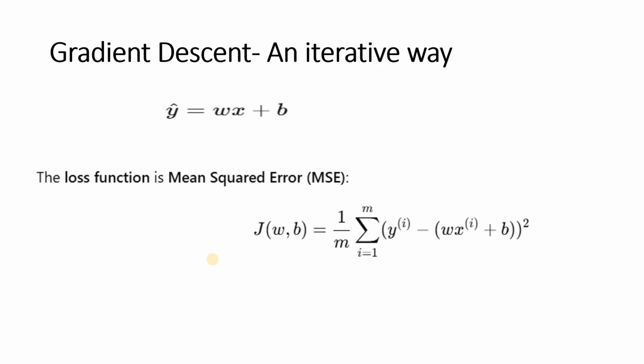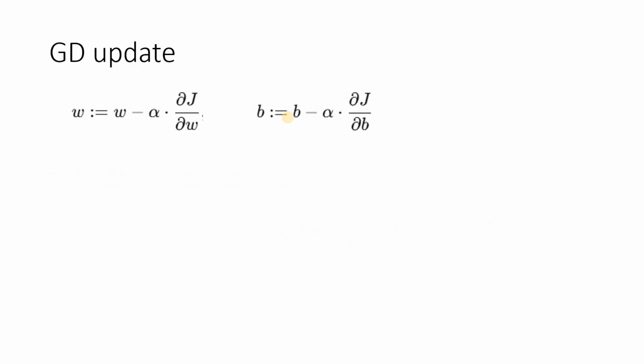So what am I interested in? I'm interested in updating the weights W as well as B. Initially we start with random values of W and B, and the gradient descent algorithm helps me arrive at the line which is the best fit. So what is the updation formula?